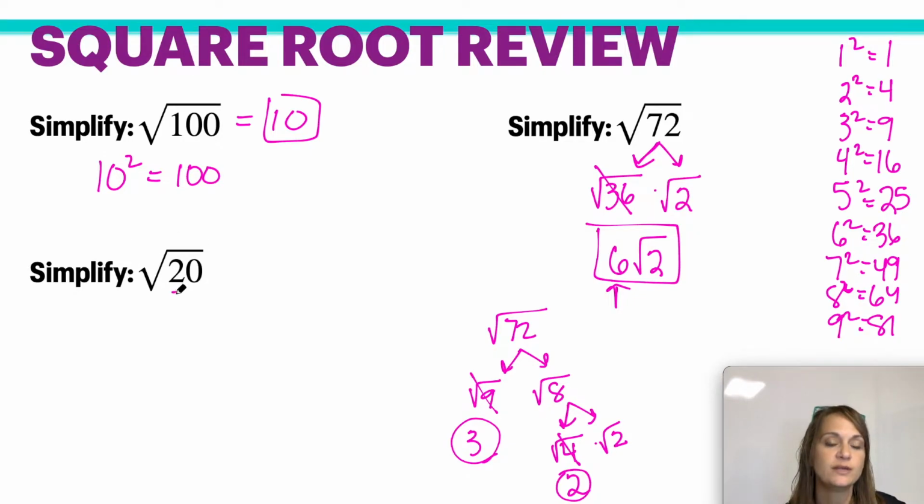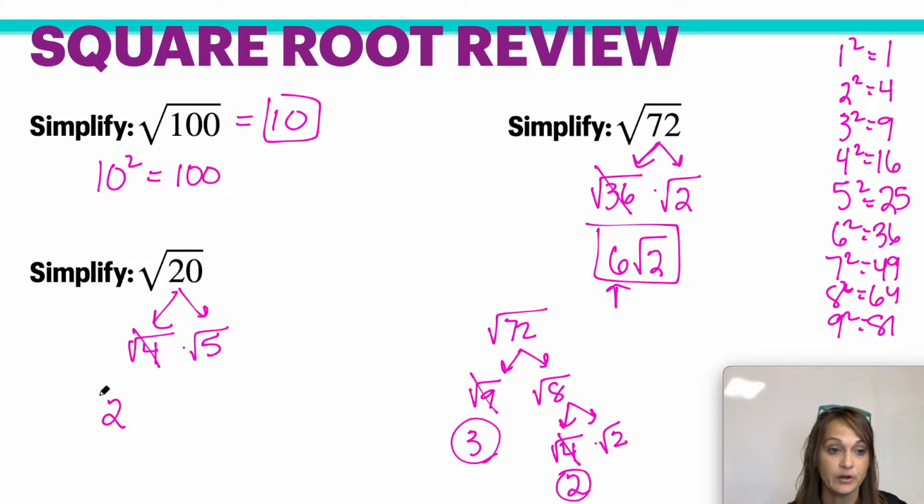The square root of 20, you could simplify into 4 times 5. You cannot do the square root of 10 times 2. 10 times 2 gives you 20, but 10 and 2 are not perfect squares. You have to get a perfect square. The square root of 4 is the number 2. It's not the square root of 2. It's the natural number 2, and then you're left with the square root of 5.